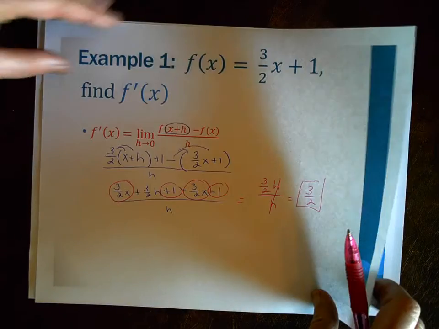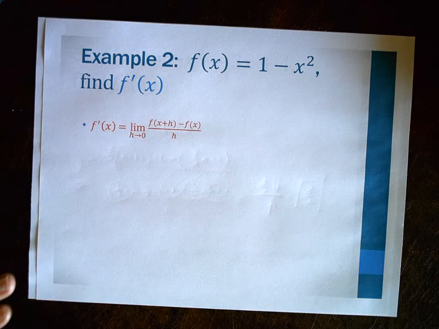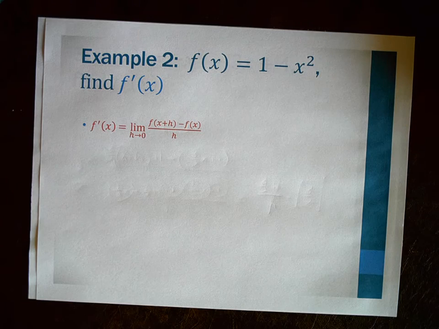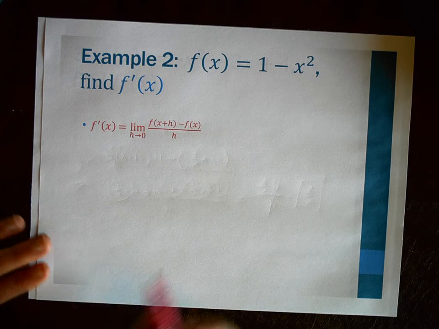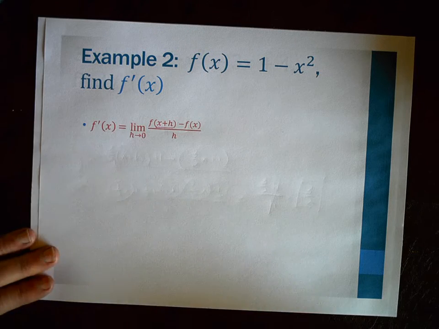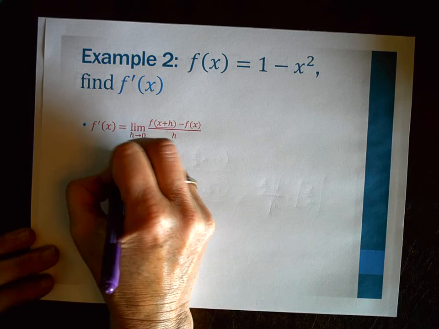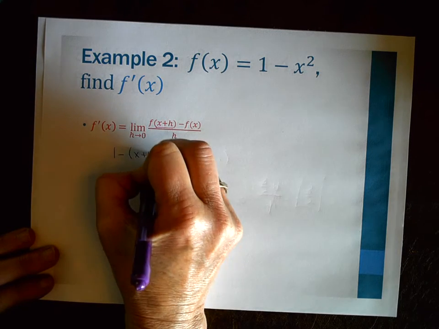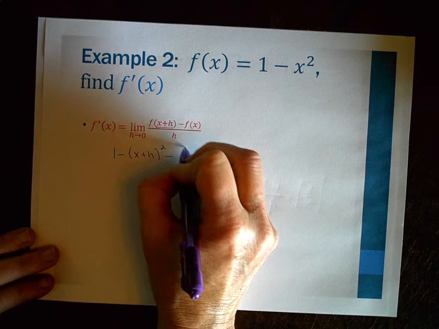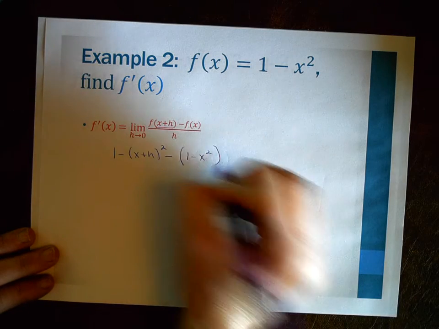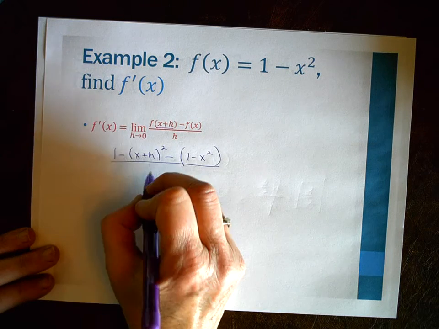But what if it's not a line and it's some type of parabola? This is a parabola. It's upside down. Okay, so we're going to find the derivative. We're going to find the slope as the points get closer and closer together. So we're going to do the same thing. We're going to plug x plus h in. So it's 1 minus (x plus h) squared, minus the function, 1 minus x squared, f of x, over h.